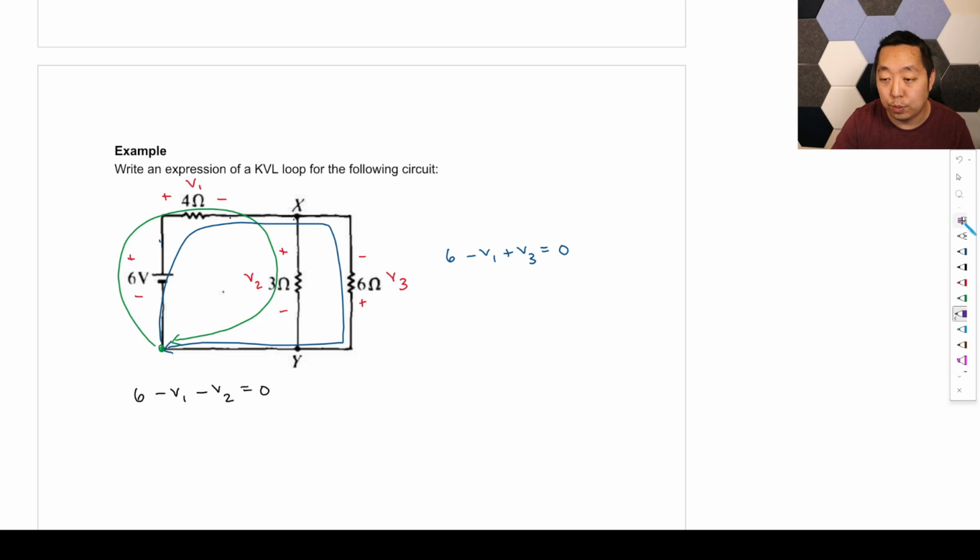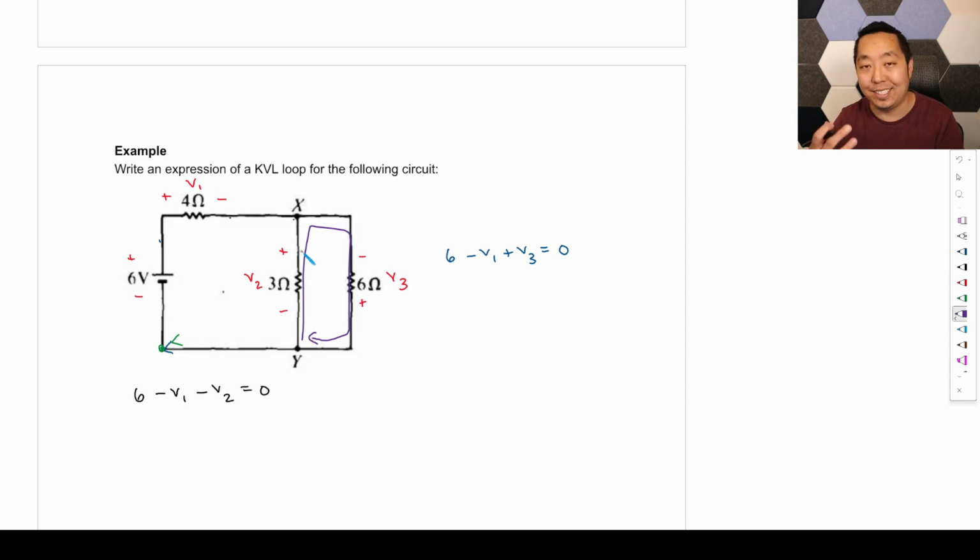Let's do one more loop, okay? Let's do this loop right here, from here to here. Any circular path loop will work. So from here to here, I tend to go clockwise. That's just a tick that I do. You don't have to go clockwise. That's just from my years of experience and practice. You don't have to follow me. You can go counterclockwise as long as you are making a loop.